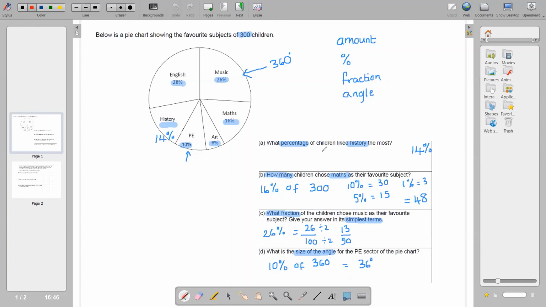So this is a simple work through. I've collated together some past mock paper pie chart questions for you to practice these skills, and I hope you find them useful.